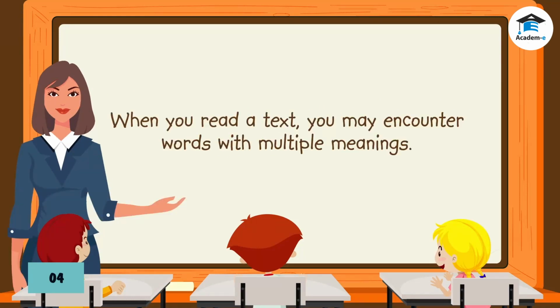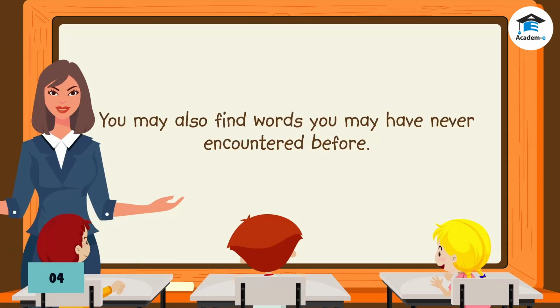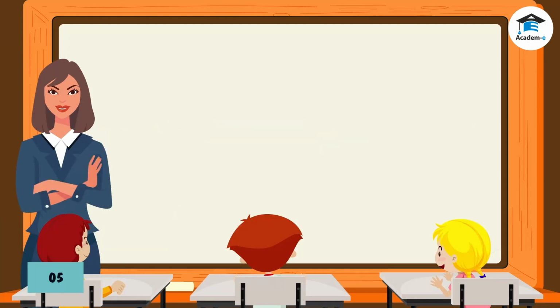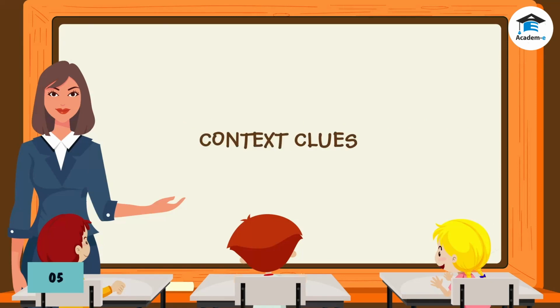When you read a text, you may encounter words with multiple meanings. You may also find words you may have never encountered before. Context clues can help you figure out the meaning of unfamiliar words. A word's context includes the words and sentences around it. These words and sentences can be clues to the meaning of a word you're unsure of.